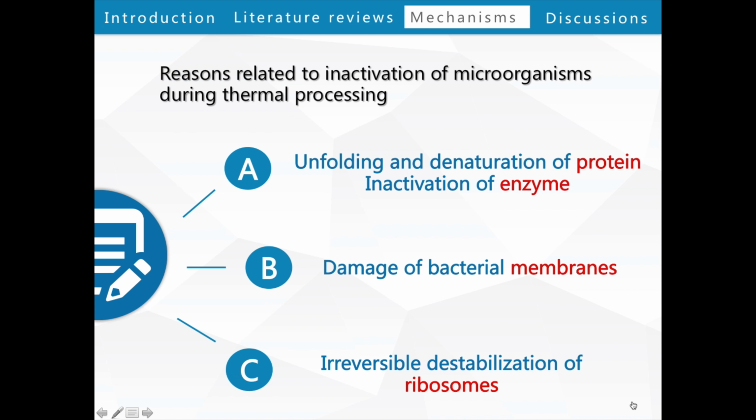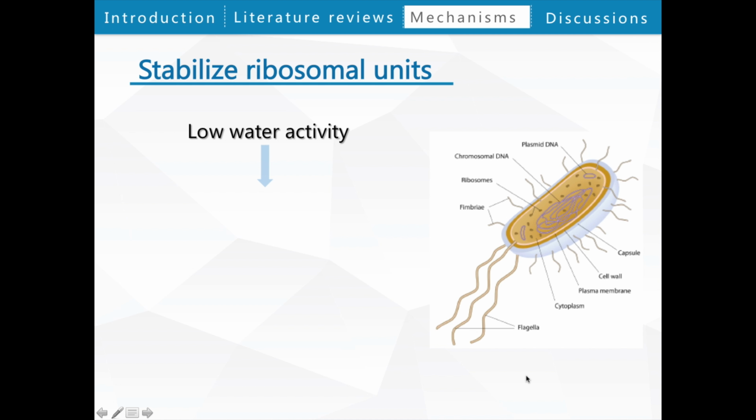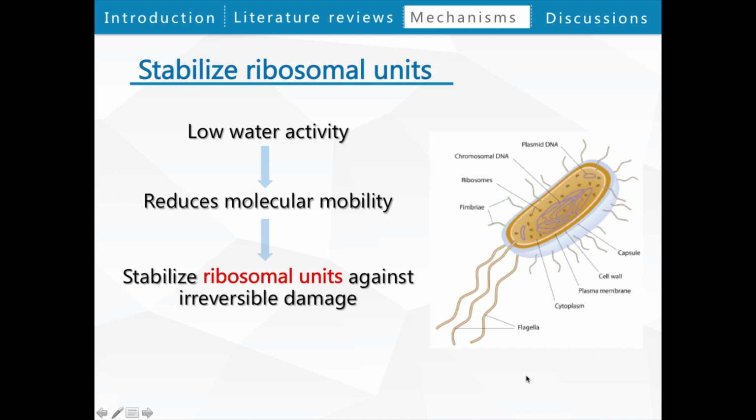Another proposed mechanism is about the ribosomes in the cell of microorganisms. Under high moisture conditions, thermal inactivation of bacterial cells is mainly due to the irreversible destabilization of ribosomes. So, it can be hypothesized that the reduced mobility of molecules could stabilize ribosomal units against irreversible damage in low water activity. As I mentioned before, these proposed mechanisms were raised by many different researchers, so the exact mechanism still needs to be investigated in the future.